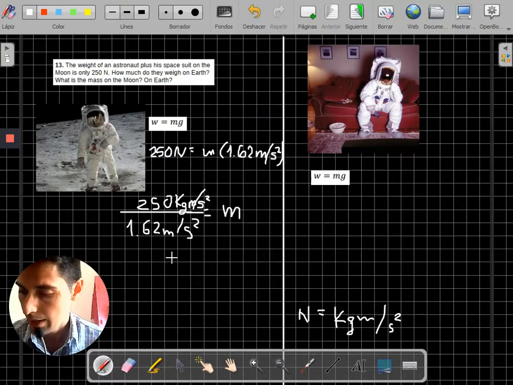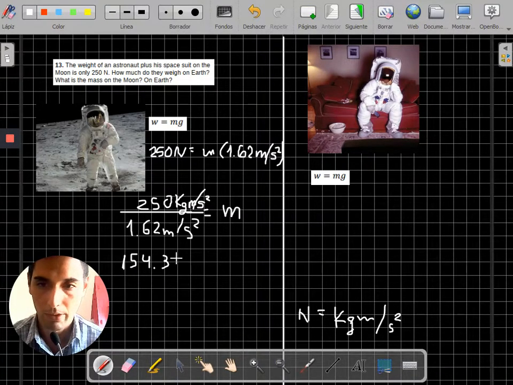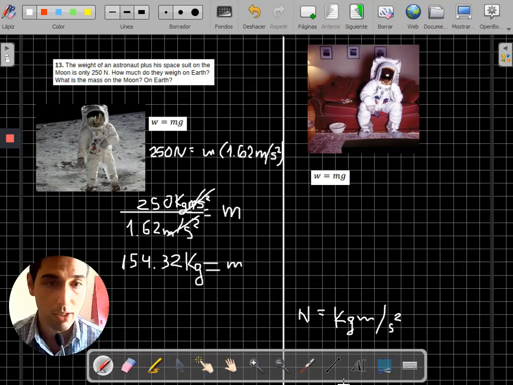So there I have it, and 250 divided by 1.62 is going to be 154.32 kilograms, since we cancelled the meters per square second from above and from the denominator. So the answer is just kilograms. And that is the mass of the astronaut plus the spacesuit.